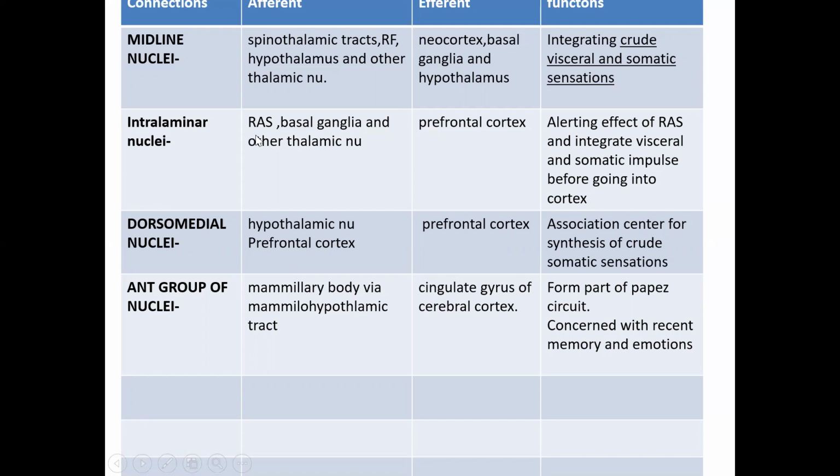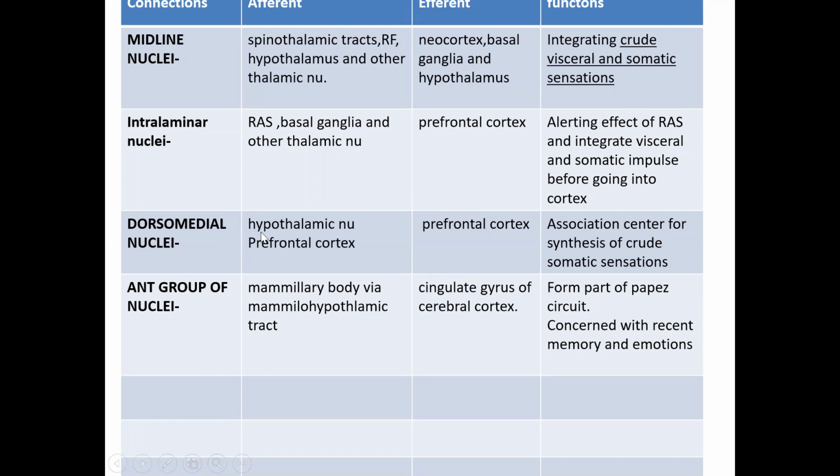Intralaminar afferent is again from the reticular activating system, then basal ganglia and other thalamic nuclei. Efferent is toward the prefrontal cortex, and the main function is an alerting effect on the reticular activating system, and again integrating the visceral and somatic impulses before going to the cortex.